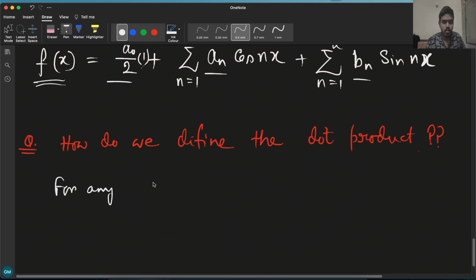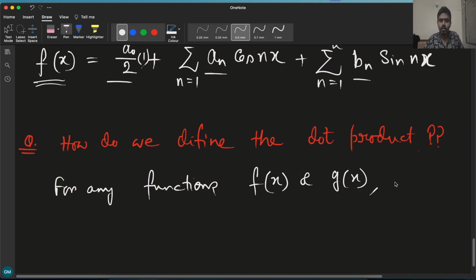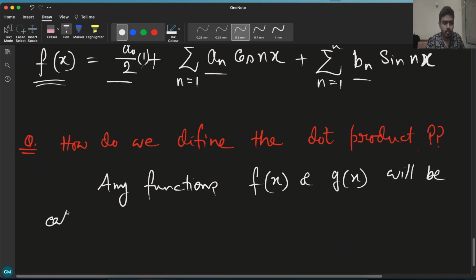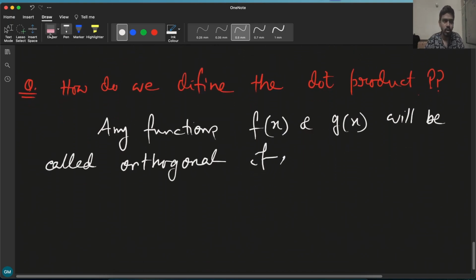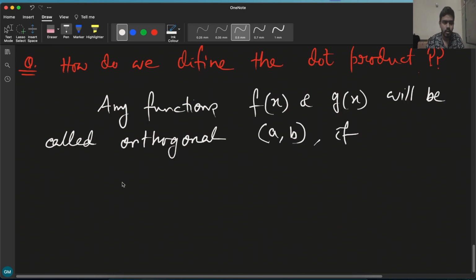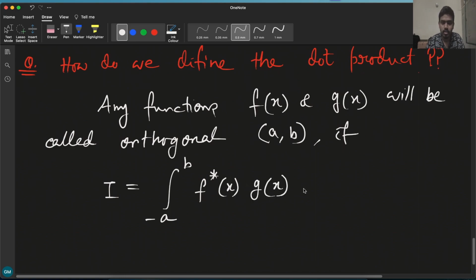For any functions f(x) and g(x), orthogonality: any functions f(x) and g(x) will be called orthogonal in some specific range, let's say a comma b, if the inner product, let me define it by I, integration from a to b of f star x g(x), where star means complex conjugate, dx equals 0.